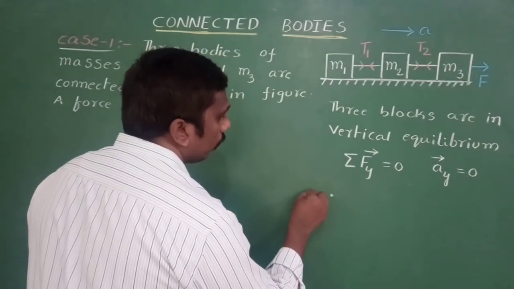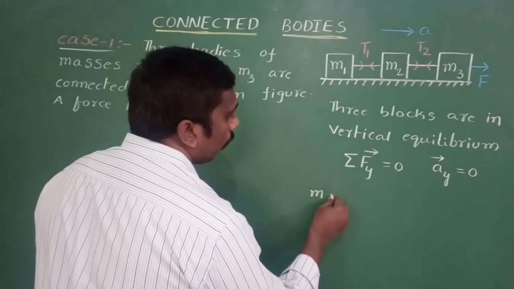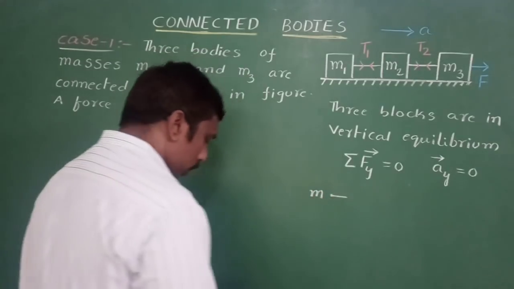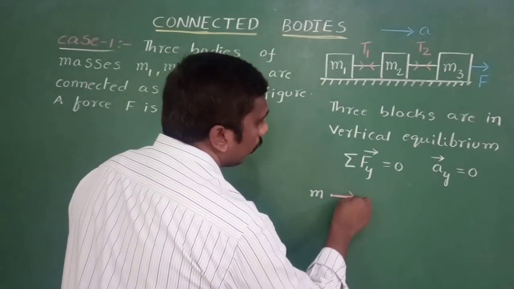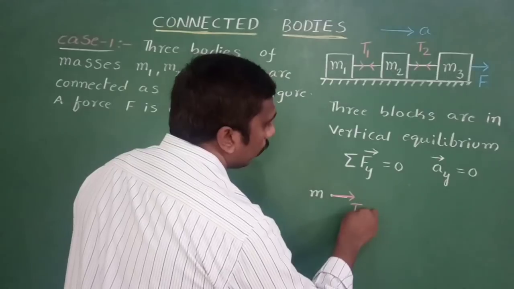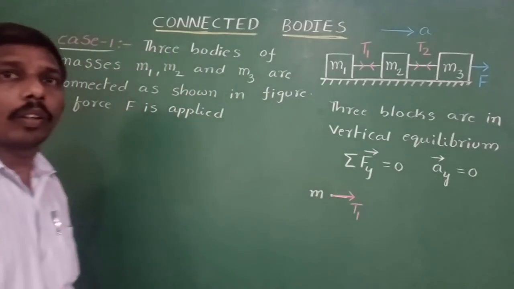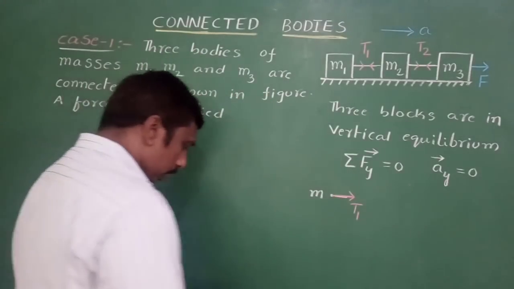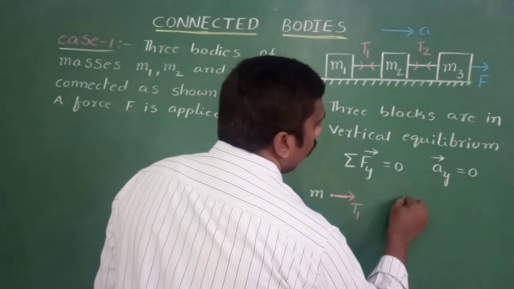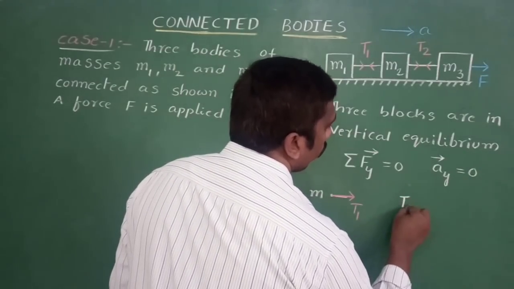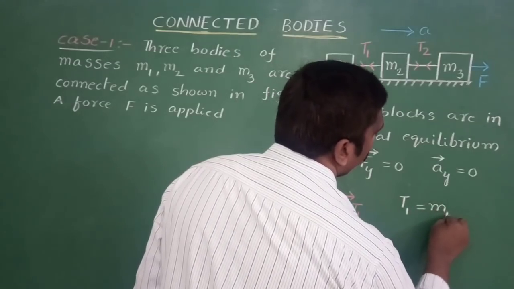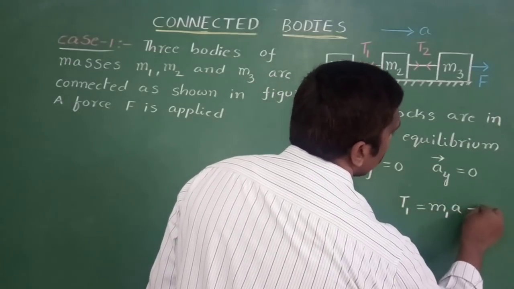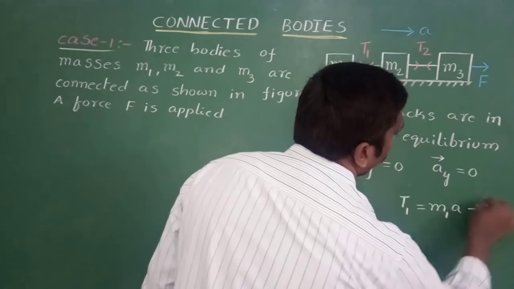On this M1, we consider only horizontal forces. Along the horizontal direction, tension T1 only is acting. Write the equation. In this equation, T1 is equal to M1 into A. Say this is equation 1.